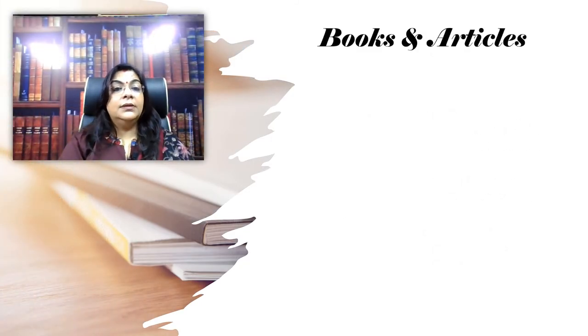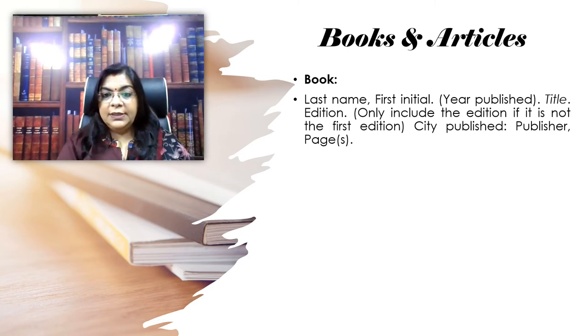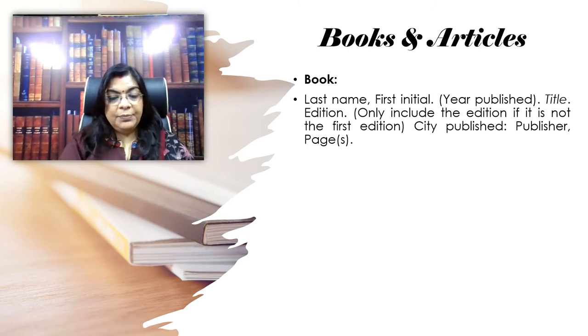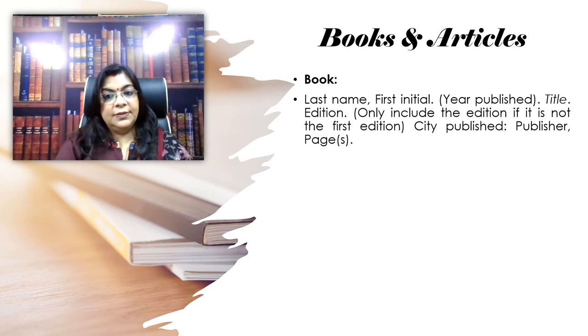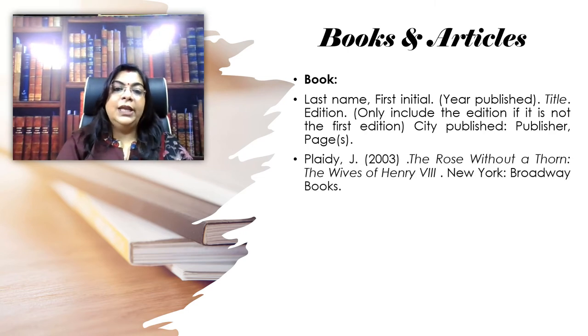Now, how to write the reference of books and articles in the Harvard system. Let's talk about books. If you have to write the citation or the reference of the book at the end, in the references, you have to first write the last name, then first initial, then year in brackets, the year of publication, then the title in italics, then edition. But only include the edition if it is not the first edition. Then the city where it is published, then publisher and pages. Page or pages, if that particular quote has been taken from that particular book. So you have to write that also. Now let's understand with the help of an example.